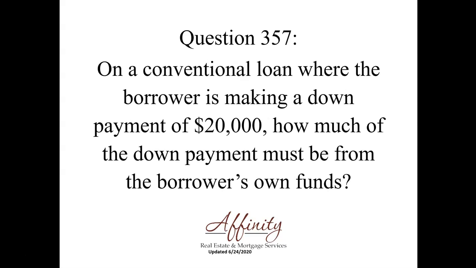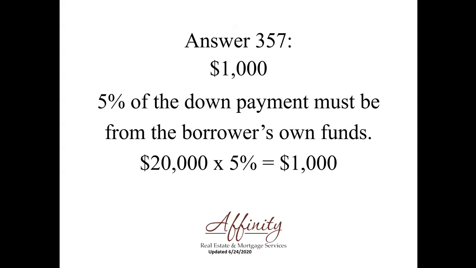Question 357. On a conventional loan, where the borrower is making a down payment of $20,000, how much of the down payment must be from the borrower's own funds? That would be $1,000. Please look at the calculation below.